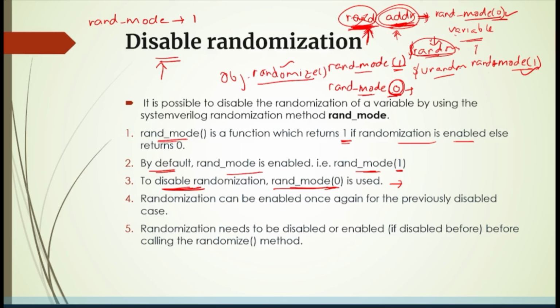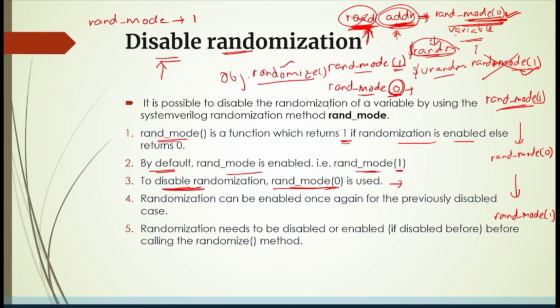Here you have to remember one logic. If you are not disabling the randomize by using rand_mode 0, then you don't need to give rand_mode 1, because by default, whenever you call the randomize method, it is 1. But when, after some period of time, you have disabled it as 0, then you have to make it rand_mode 1 in order to enable the randomization. Clear? So this is about disabling randomization.